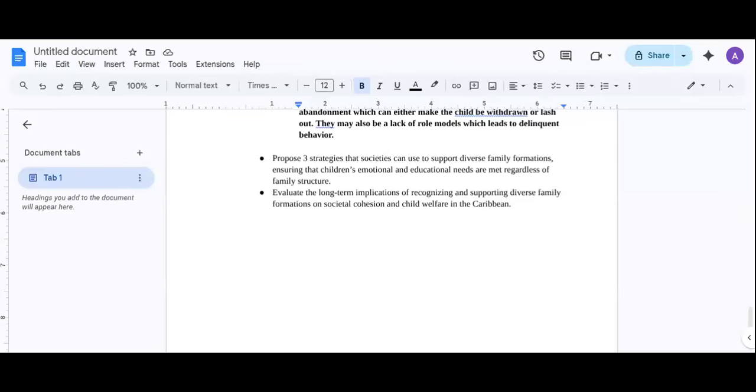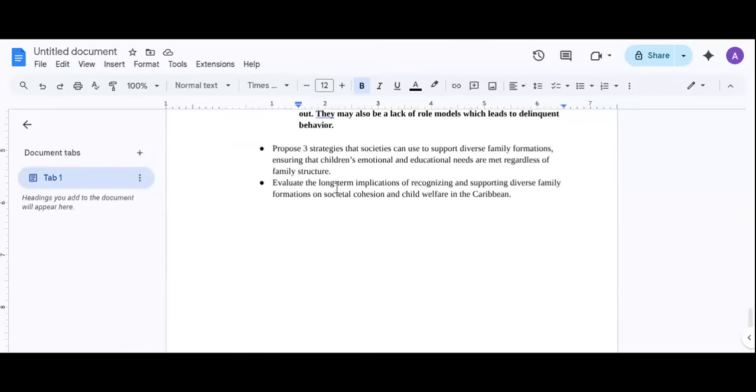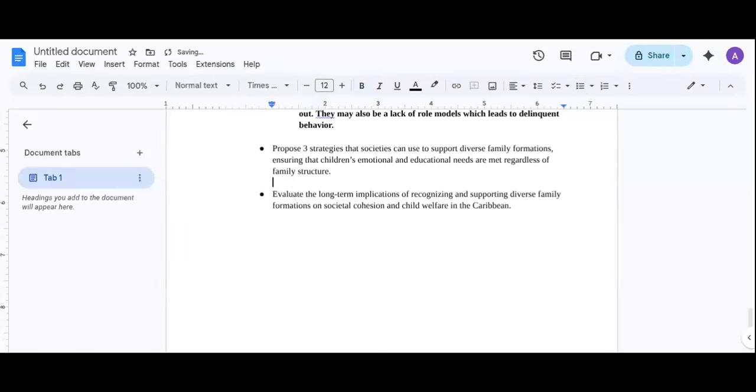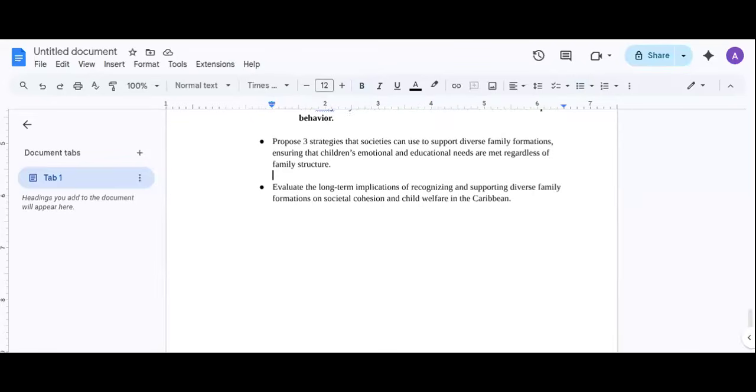And then they said to propose 3 strategies that societies can use to support diverse family formations, ensuring that emotional and educational needs are met regardless of family structure. So, how can the society support these family formations? Let's look at that.